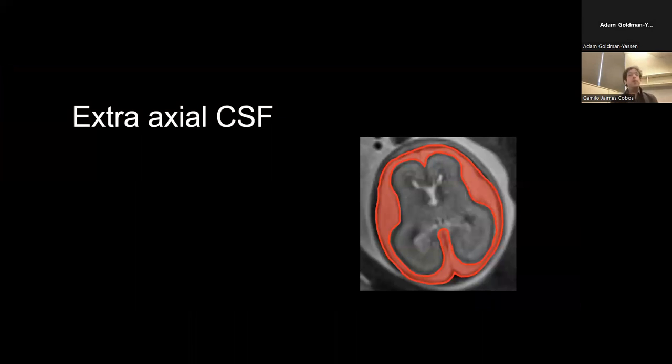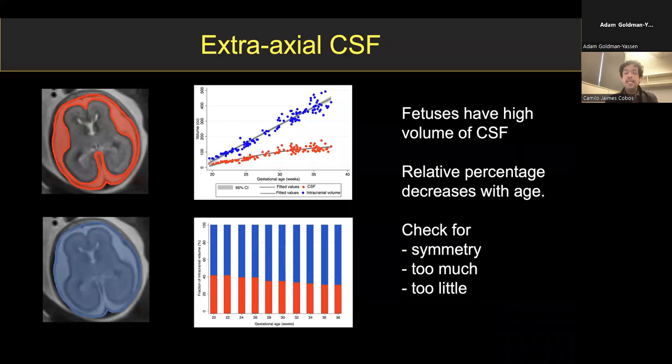So let's switch to a completely different substrate, and it's the extra-axial CSF spaces. And I think it's frequently forgotten, but of tremendous importance. So I'm showing you some data that's actually plotted from some of our studies that we've done on normal fetal brain development. So in red, you have just the extra-axial CSF space, and in blue, you have the entire intracranial volume. So what I wanted to show you is twofold.